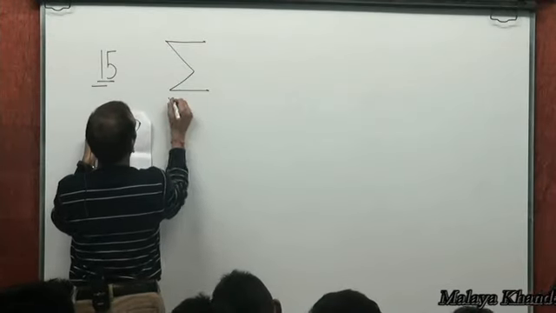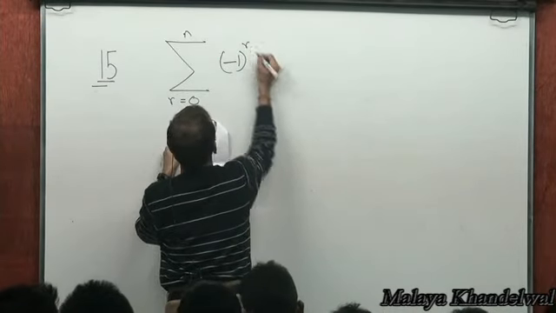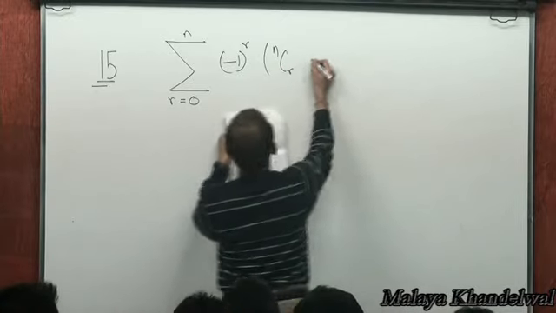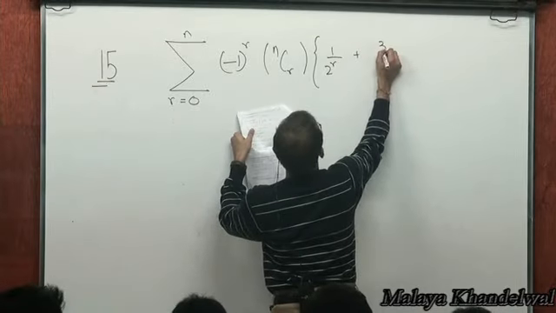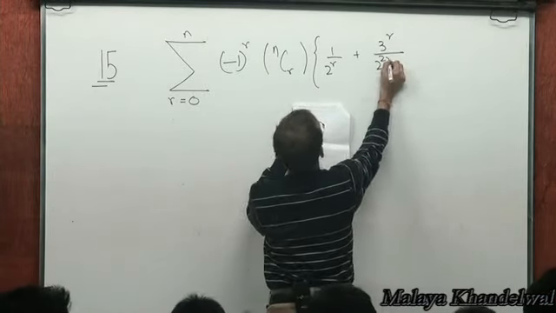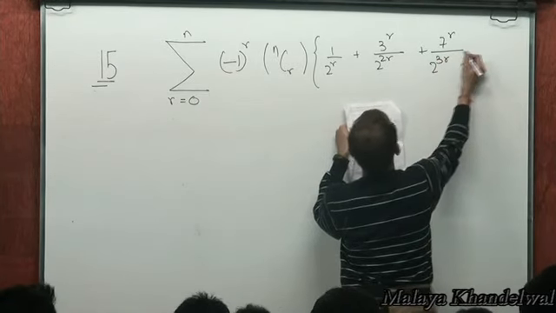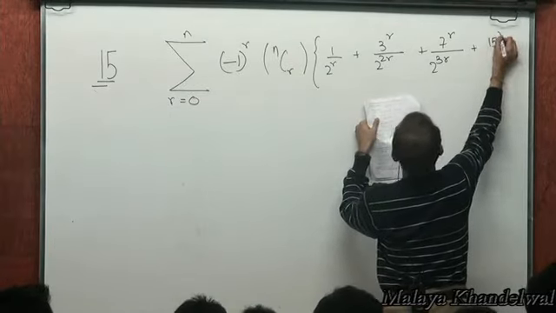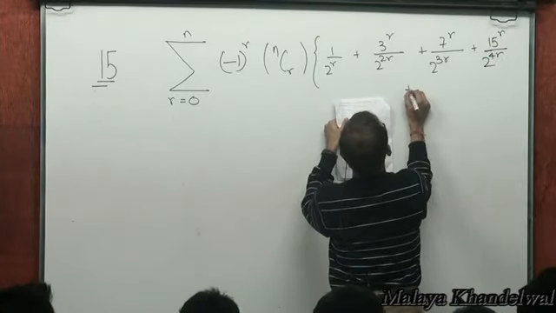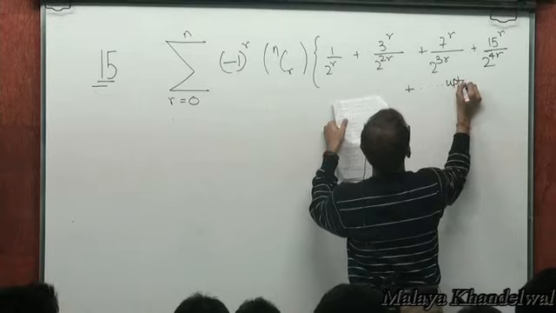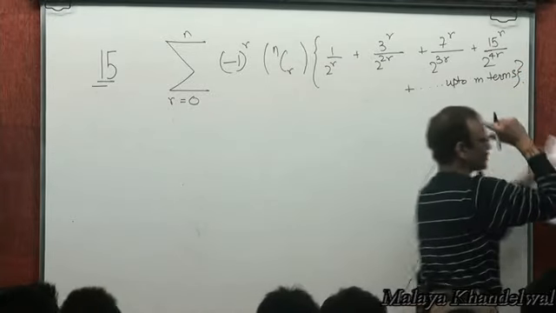Summation r equal to 0 to n, minus 1 to power r, NCR, 1 by 2 to power r plus 3 to power r divided by 2 to power 2r, 7 to power r divided by 2 to power 3r, 15 to power r divided by 2 to power 4r, up to m terms. This is what we are trying to do here.